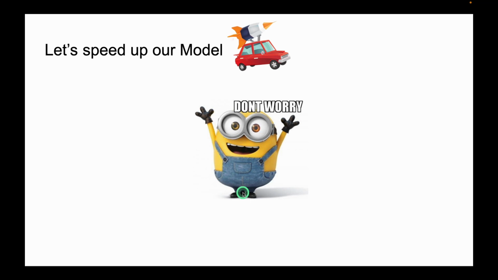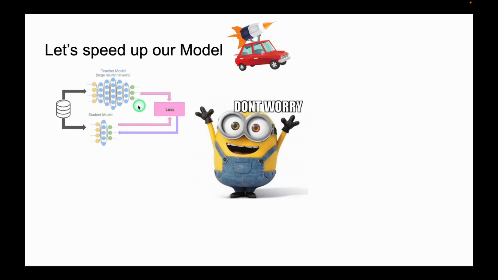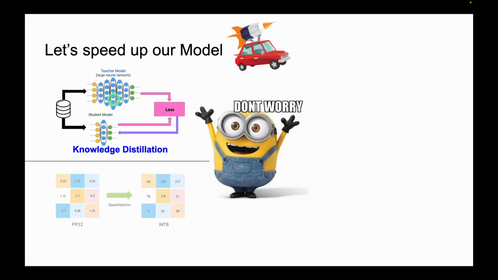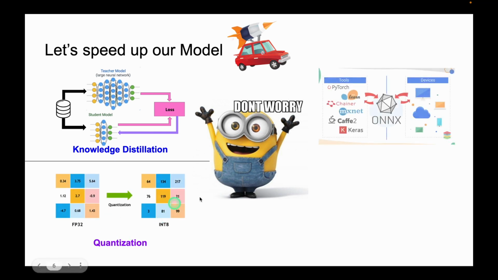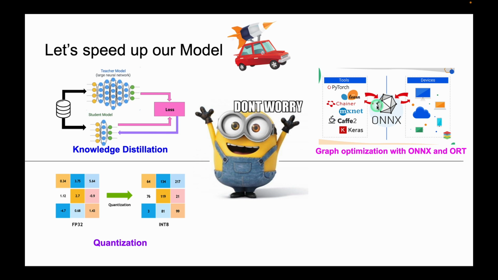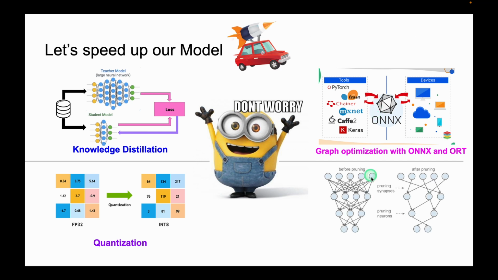These special techniques are as follows. The first technique that we will be learning and implementing is knowledge distillation. The second technique is quantization. The third technique is graph optimization with ONNX and ORT. The full form of ONNX is Open Neural Network Exchange and the full form of ORT is ONNX Runtime. The final technique that we will be learning is weight pruning.